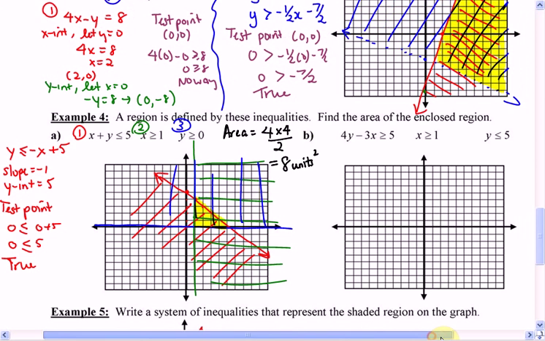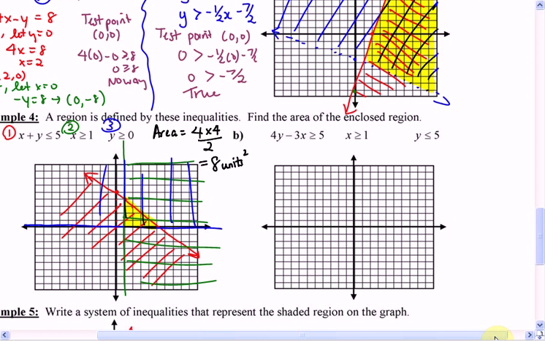Okay. We'll do the same thing for the next one, part B. You figure it out yourself if you wish. I'm just going to, let's call this number 1. I guess I'll solve for y.